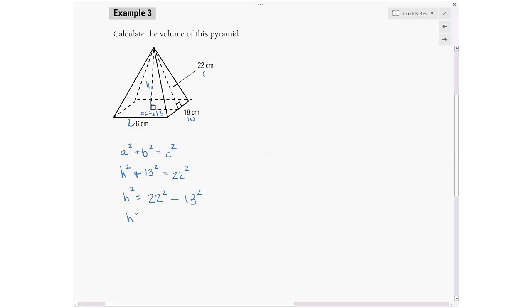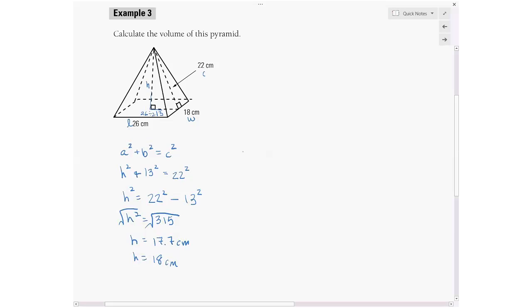So h squared is equal to 315. Okay, remember also this is squared. The last step in any Pythagoras question, any a squared plus b squared equals c squared, is to square root. So we got to square root this, which will just give us h. The square root of 315 is 17.7 centimeters. Now because we are using just whole numbers here, we're going to round that to 18.